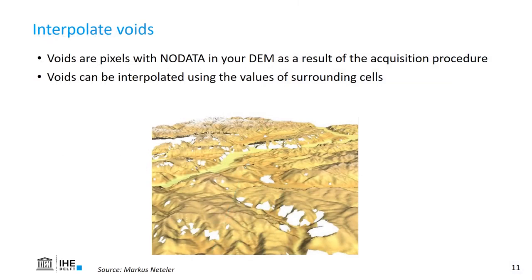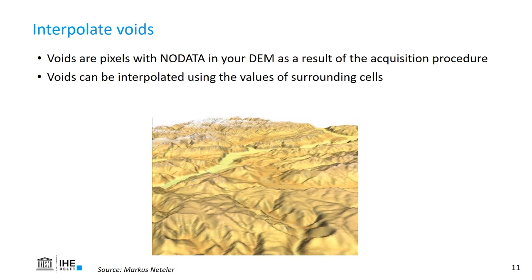The next step is to interpolate the voids. Voids are no data pixels in your DEM, which can be a result of the acquisition procedure. Some procedures don't handle well areas that are covered by snow or that are in the shade of other mountains, and therefore we need to use the surrounding information to interpolate these areas. And this is then the result. We can never create the real data, but we can make it possible to continue with the dataset after interpolation of the voids.